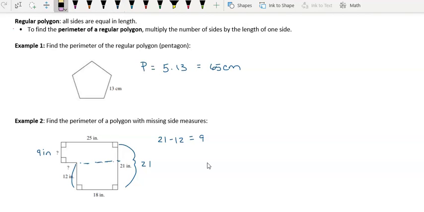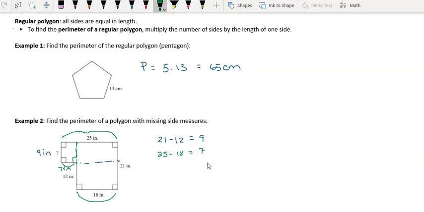So let me erase some of this so that we can talk more clearly about it. All right, so the next one, if we split it up right here, and because they're right angles, we would make a line here that's, again, at a right angle. So that means if this whole thing here is 25, and over here, this is 18, then what's left is going to be 25 minus 18. So that's going to be 7. So this side right here is 7 inches.